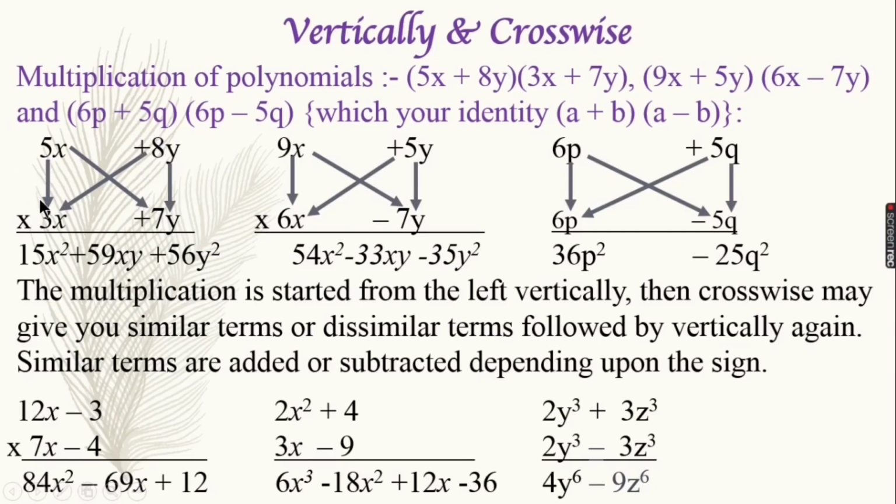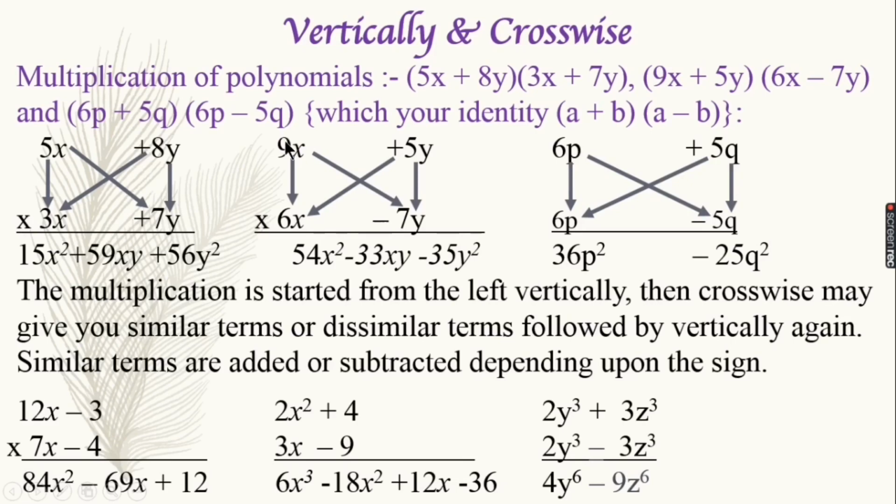So we vertically multiply the left hand values. 5x into 3x is 15x square. Then we cross multiply these. So 8 into 3 is 24. 5 into 7 is 35. 24 plus 35 is 59. So x into y is xy. So it is plus 59xy. And then we vertically multiply. 8y with 7y is 56y square. So it's very easy, and you can do it without looking for the places where to put them. So you keep on putting these values from left to right.